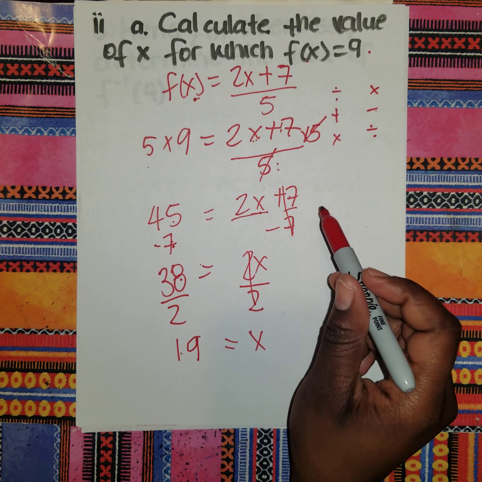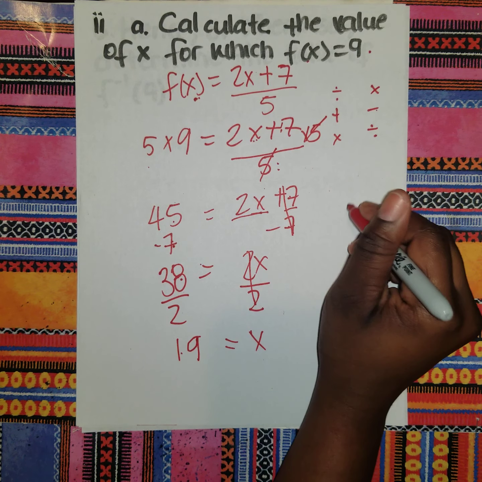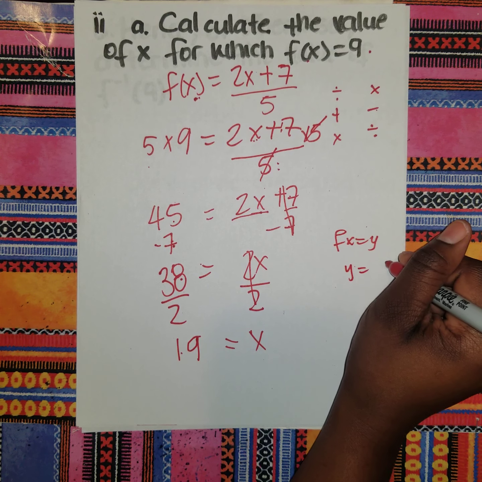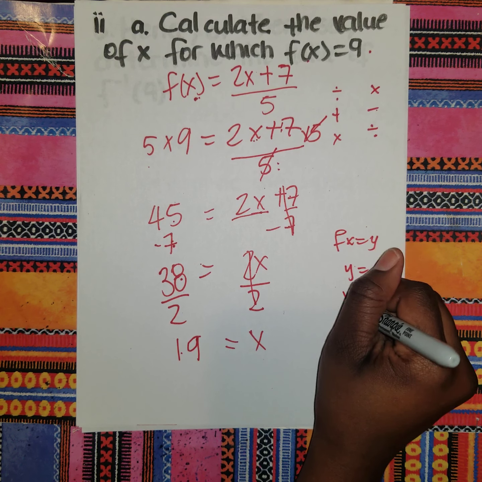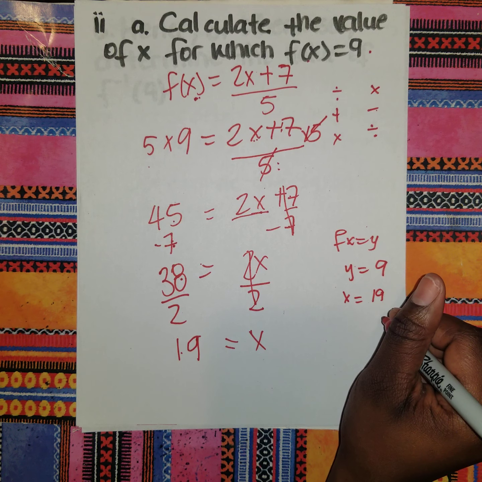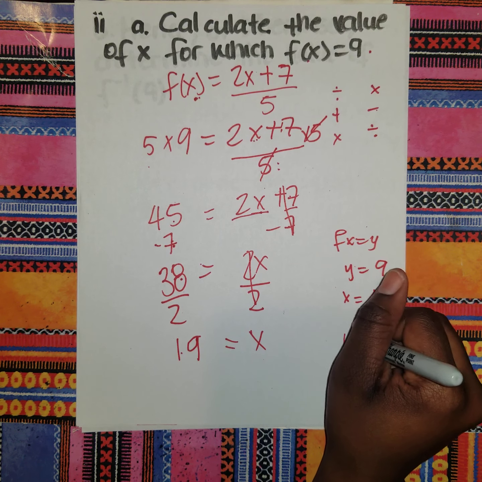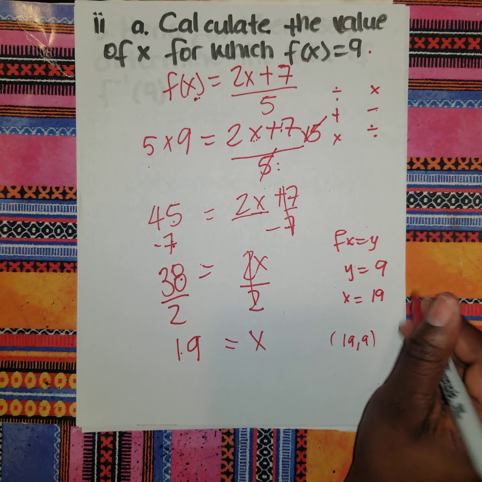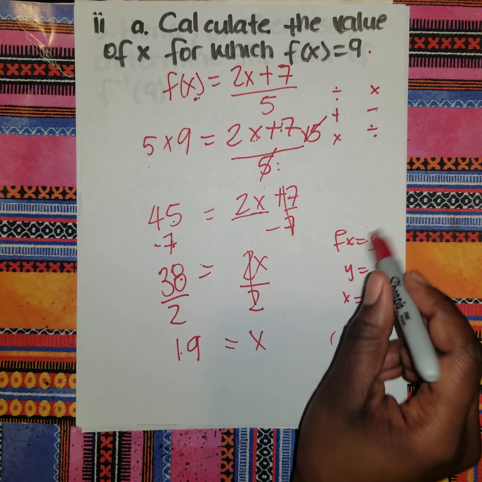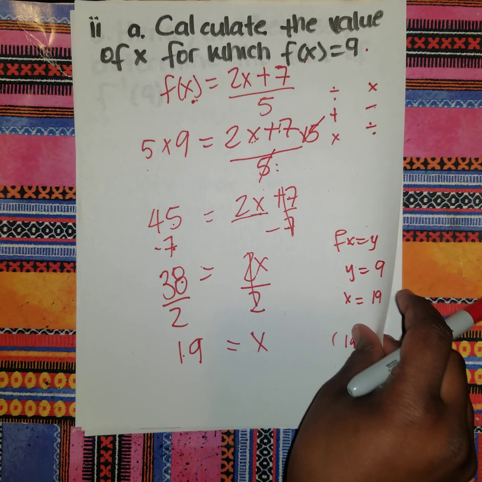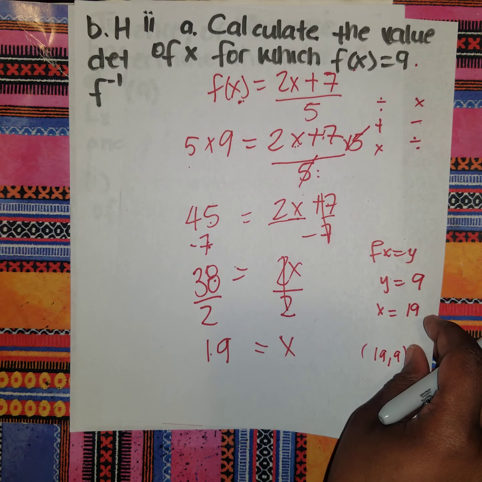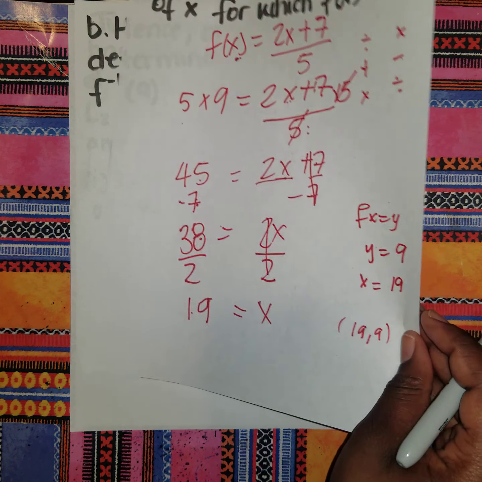So remember f of x is equal to y. So when y is equal to 9, x is equal to 19. So it's basically a pair, you know. You're going to have (19, 9), and you basically plot that point. So f of x is equal to 9, x is equal to 19. I hope this part was easy for you. If not, slow the video down and we can play it again and again.